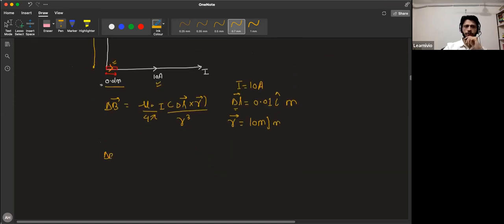What is the value of mu naught? Remember, it's 4 pi into 10 raised to the power minus 7 over 4 pi, into current I. Current I is 10 ampere, into delta L. Delta L is 0.01.